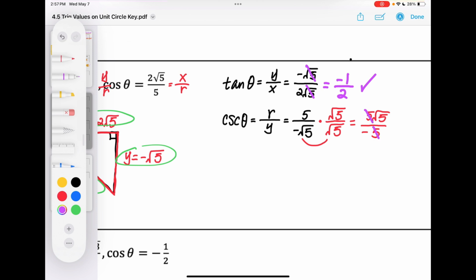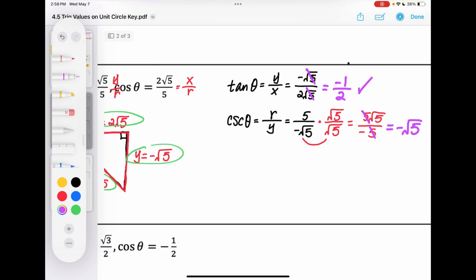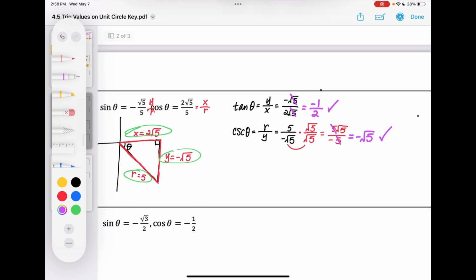Of course. What do you see? Top and bottom have the same thing. That will be 5. So what will be my final answer? That will be negative square root 5. And this is the perfect answer for cosecant.